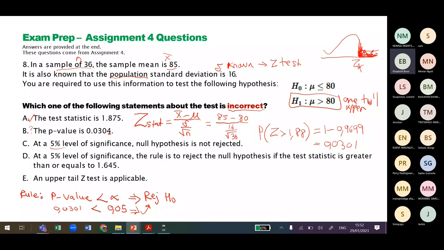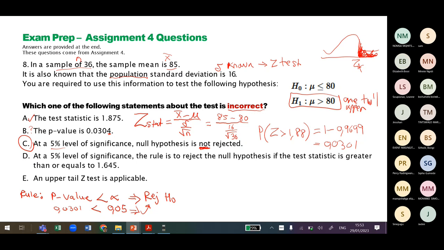C says at 5% level of significance, the null hypothesis is not rejected. And what we just said is we're going to be rejecting it. So based on this, it makes C the incorrect statement. And that's how you're going to validate and find the incorrect statement.